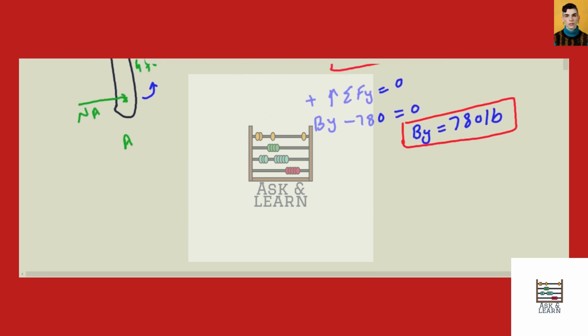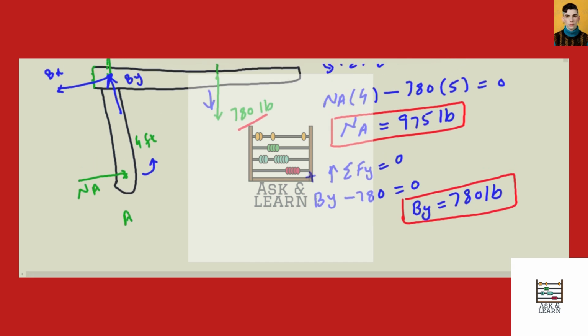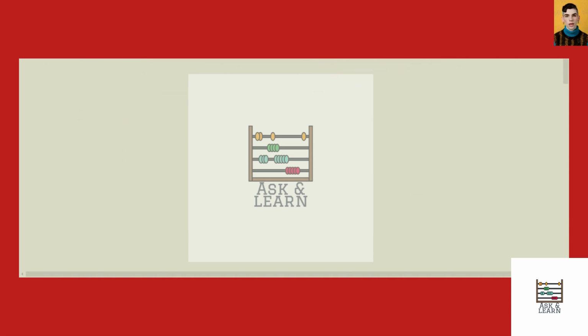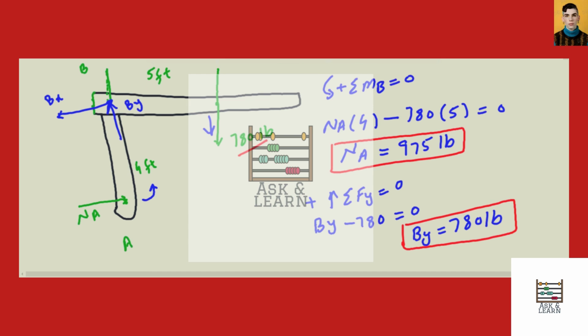And we need to find this Bx reaction force here. For this Bx force, we need to apply the force equilibrium equation in the x direction. So the summation of all the forces in the x direction is equal to 0. This is the force equilibrium equation. So in the x direction, we have only this force.